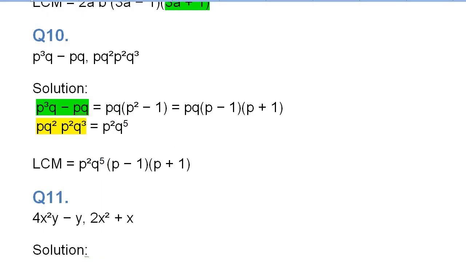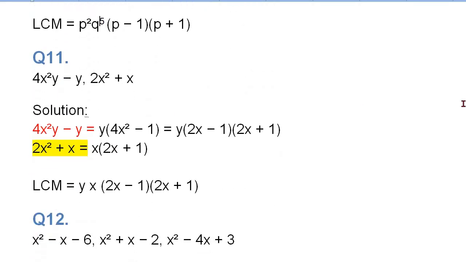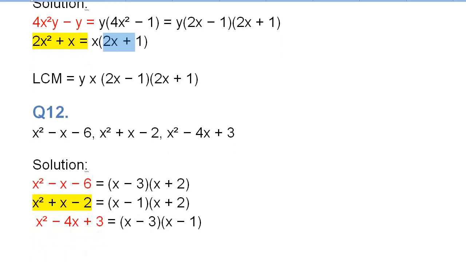Now next question 11, there are two terms. Take common: 4x square minus y, taking y common, 4x square minus 1, and again a square minus b square, taking the square roots: 2x minus 1 and 2x plus 1. For the second term, taking x common gives x plus 1. So the common terms, take them out, and the uncommon ones are 2x minus 1 and x and y. You have to take all factors simply, that's the only rule.